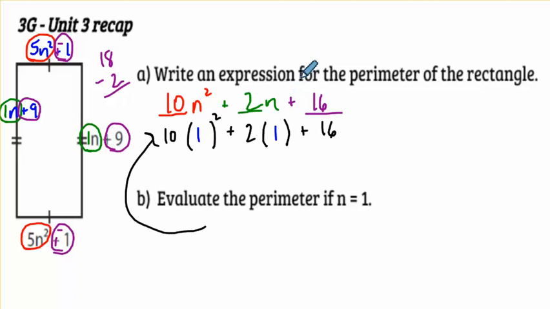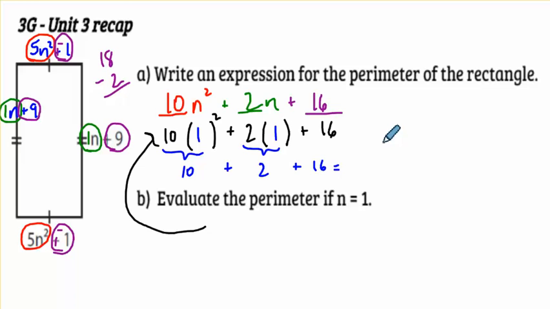And now we just follow the order of operations. So we do 1 to the second power. Well, that's 1 times 1, which is not 2, my friends. It's 1. And 10 times 1, that whole thing is going to give you 10. And 2 times 1 is 2. And then we have our plus, and we have our plus 16. And you can put all those together and get your final answer.